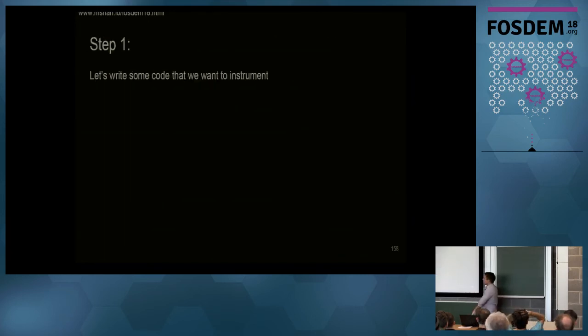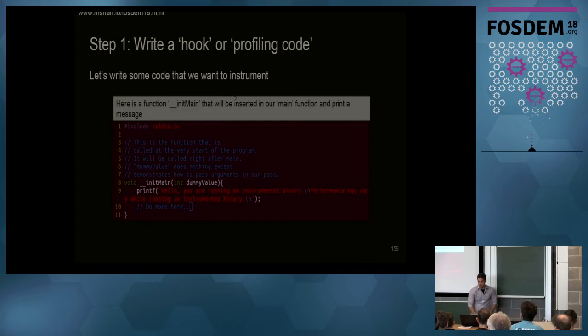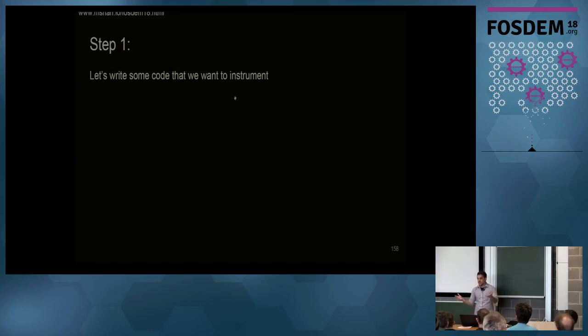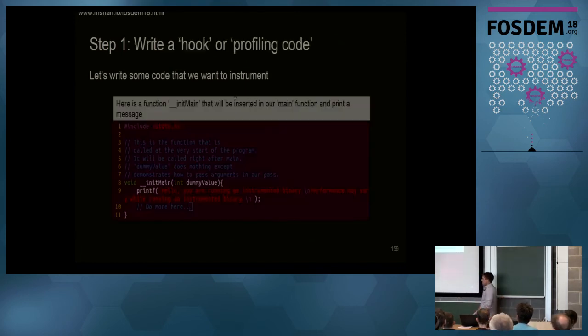Okay, so step 1 of this process, we write some code that we want to instrument. That means another example. Okay, this is sort of our hook code. The code we're going to instrument is just our hello world program. The hook into that code, I wrote a little function called init main that's going to print a little message out once we enter main. So this happens when you enter a function. It's going to say, hello, you're running an instrumented binary. Performance may vary while running instrumented binary programs. And you could run this on any function.